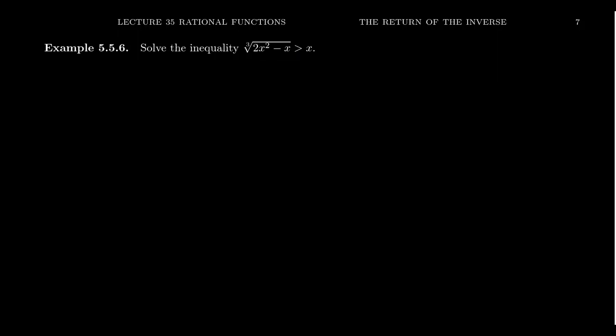What I want us to do is solve the appropriate equation. If we replace the inequality with an equality, if we take the cube root of 2x squared minus x equals x, let's just solve the equation. This will help us find the markers here.